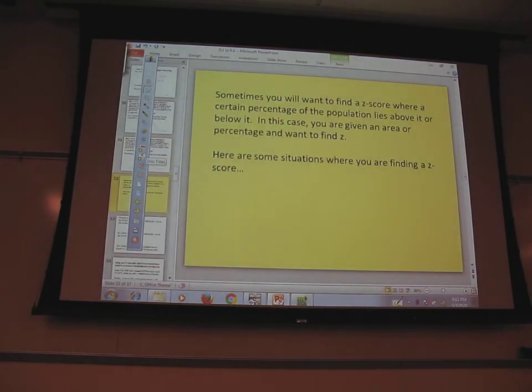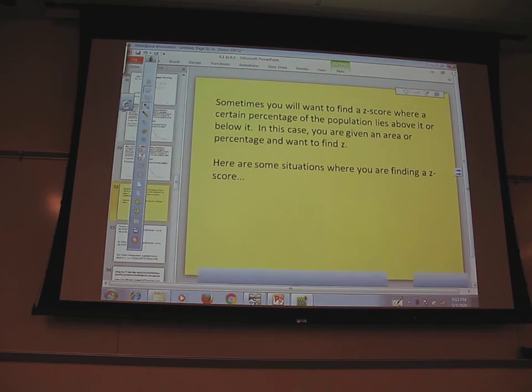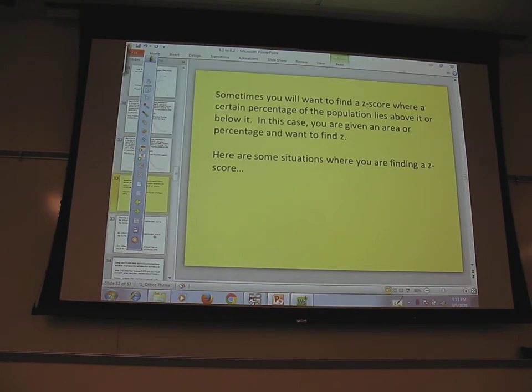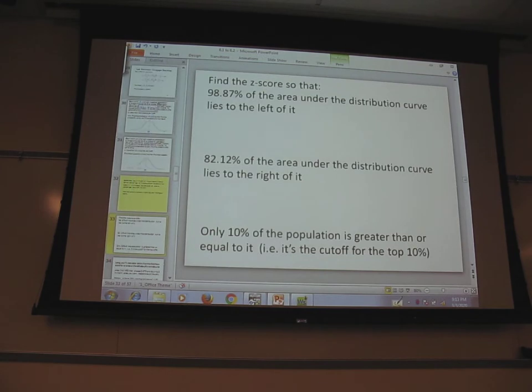Okay. Now we're going to get into something a little bit trickier. How about Ashley? Go ahead and read. Sometimes you will want to find a z-score where a certain percentage of the population lies above it or below it. In this case, you are given an area or percentage and want to find z. There are some situations where you are finding a z-score. Great. Patrick, go ahead and read this part.